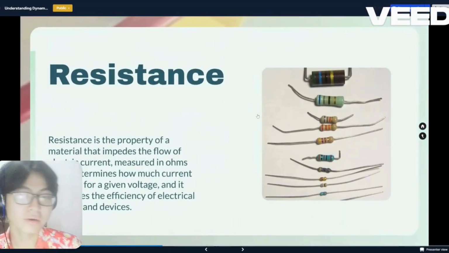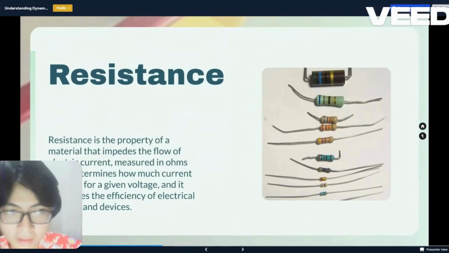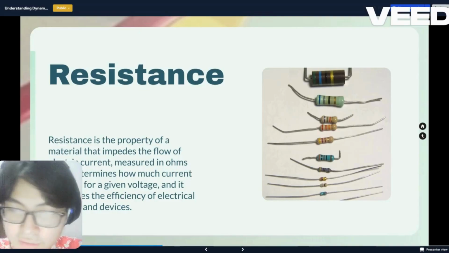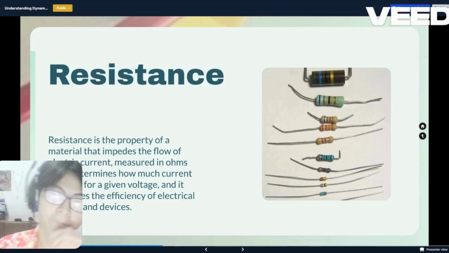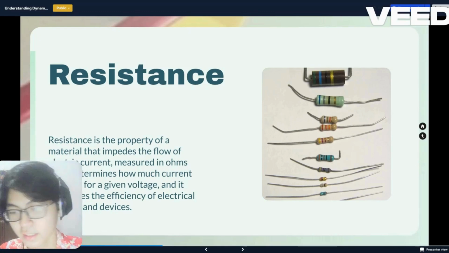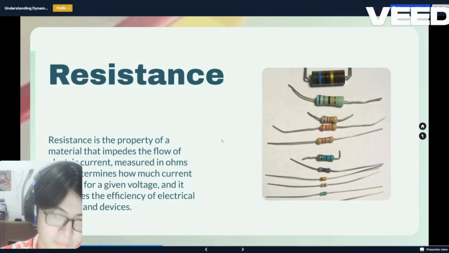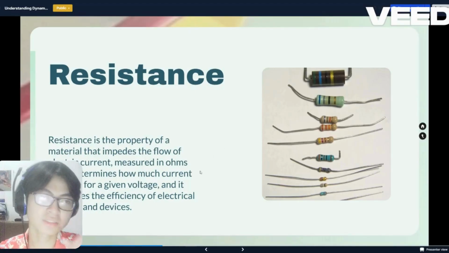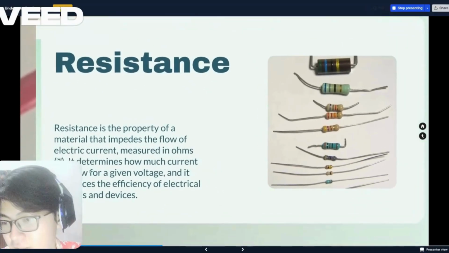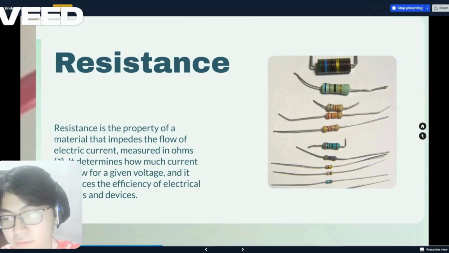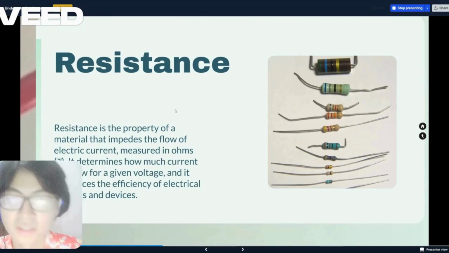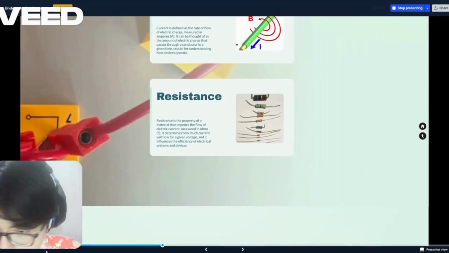And then lastly, we have resistance. This one is going to show up quite a lot. Basically, resistance is the property of a material that impedes the flow of electric current, measured in ohms. The symbol of ohm can be shown here, because the website is glitching, but it's basically a big omega sign. It determines how much current will flow for a given voltage, and it influences the efficiency of electrical systems and devices. And now we move on to the next one.